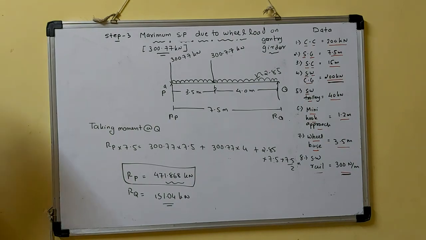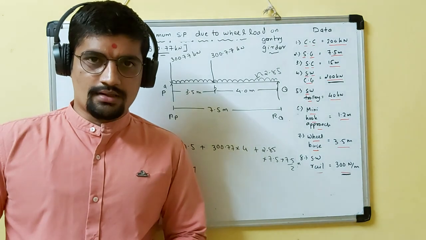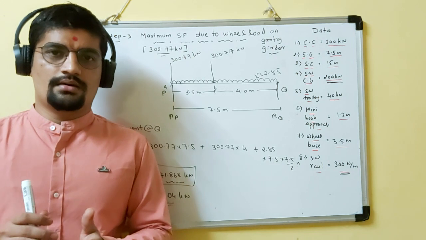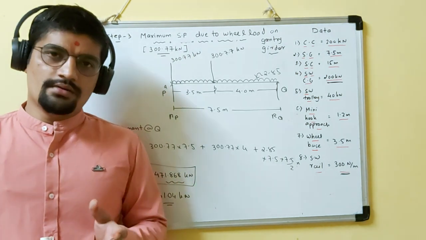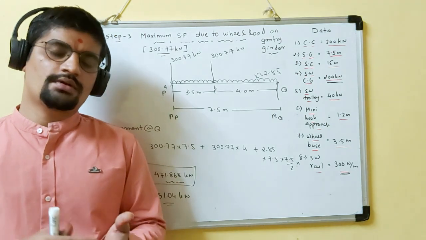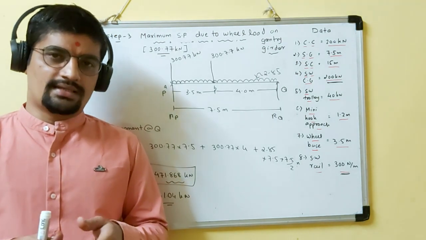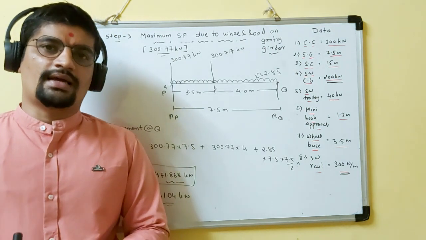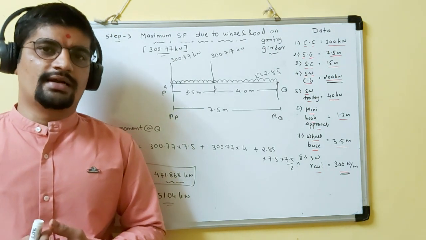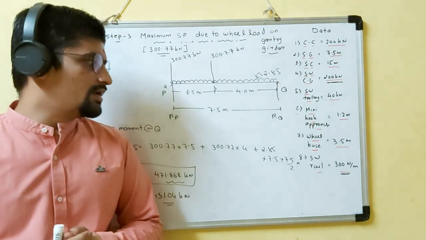Okay, so for today, up to this. Tomorrow we will move forward. We will calculate the horizontal load, surge load, section selection, and the calculation of IXX, IYY and ZP. Okay, so for today this much.